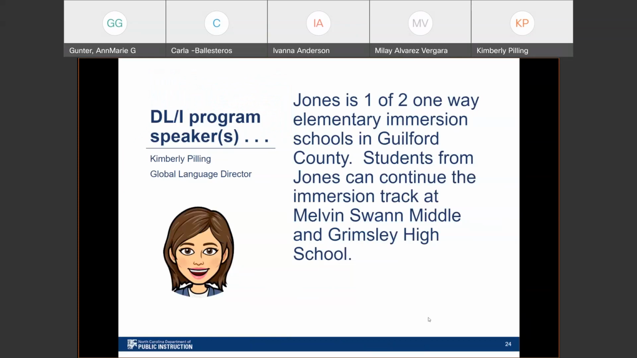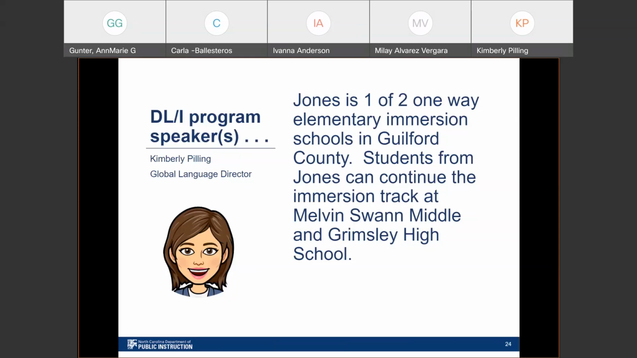Our other immersion program is at Kirkland Park Elementary, which is in High Point. It hasn't been around quite as long as Jones. One of the advantages we have right now at Jones, we're working to correct that, is that it does have a pathway for our students, so they can take their K-5 education at Jones, and then they can continue on an immersion track at Melvin Swan Middle.